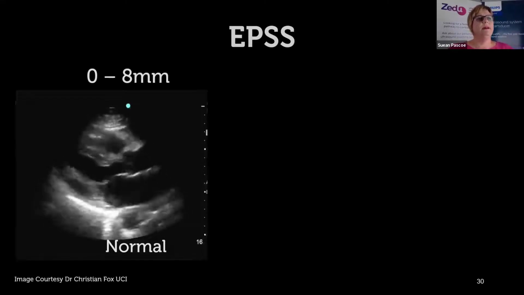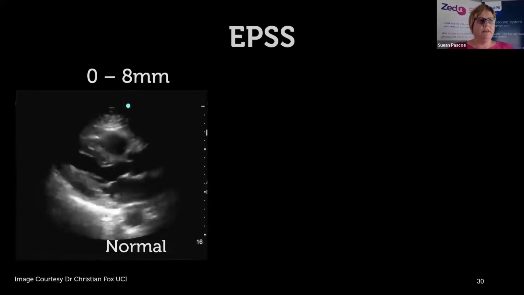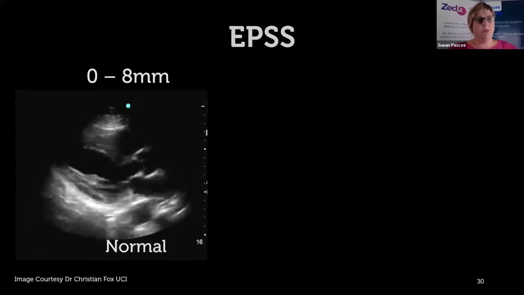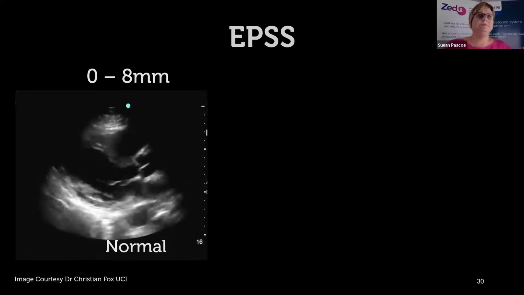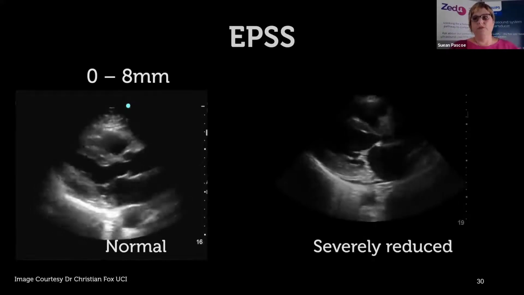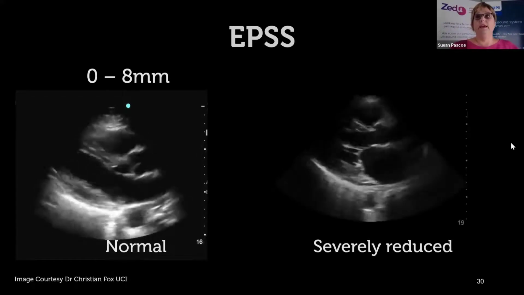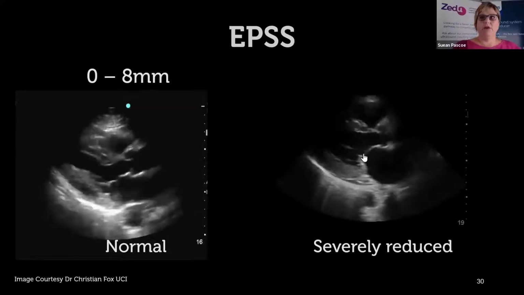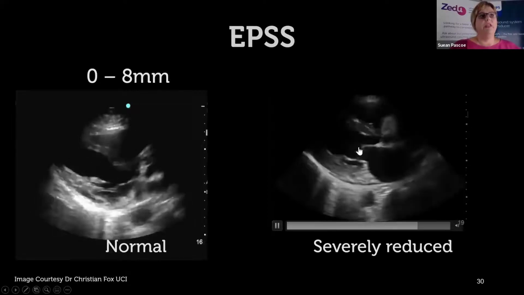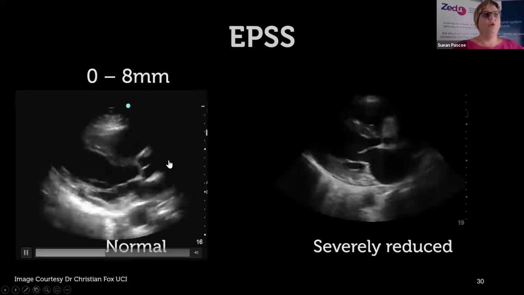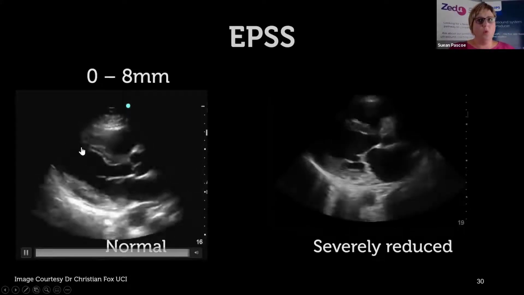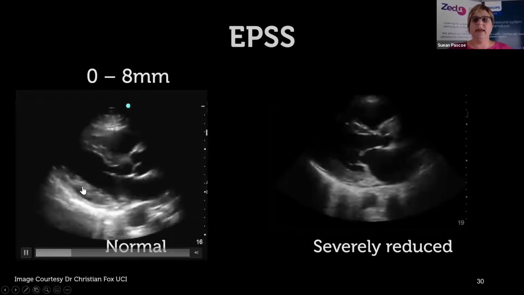Now, the normal measurement, that anterior leaflet of the mitral valve should be coming less than 8 millimeters away from the interventricular septum. And then when you've got someone who's critically ill, where it's severely reduced and it's really not working, if we look at the anterior leaflet of the mitral valve there, it's miles away from that interventricular septum. Now, another thing you can look for in a normal, well-beating heart that's contracting well: you should see the myocardial wall of the left ventricle thicken.